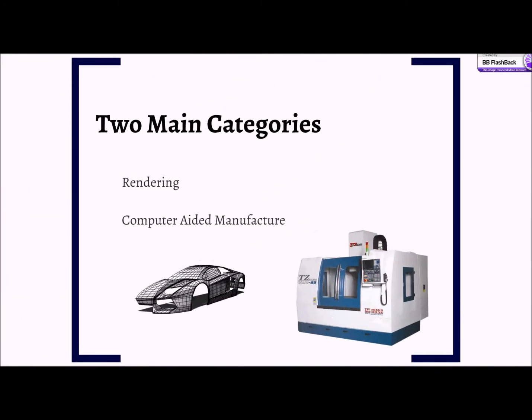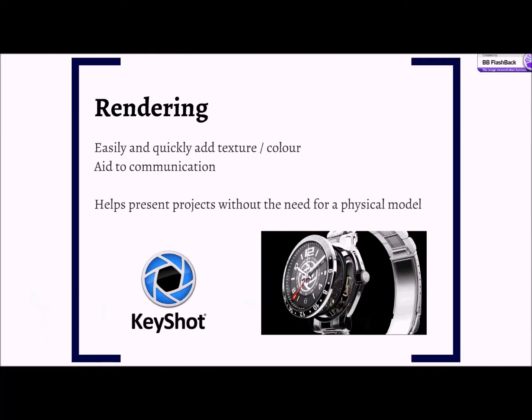In post-processing, there are two main categories, which are rendering, creating an image from the design model, and computer-aided manufacture, the use of software to control machine tools to produce a product. Rendering is defined as a processing of an outline image using color and shading to make it appear solid and three-dimensional. Basically, it is a quick and easy way to add texture and color to a design without the need for any artistic skills, as were essential in the past. This is a really useful aid to communication, helping present ideas without the need for a physical model.